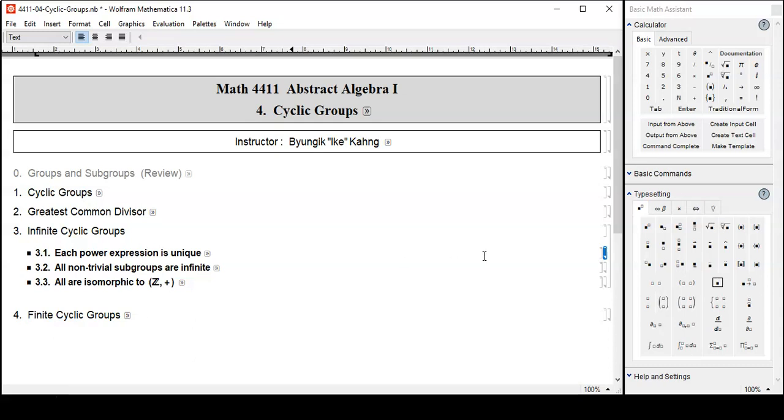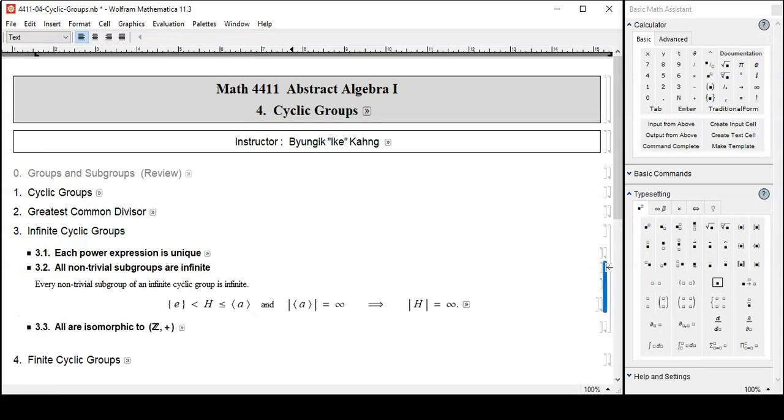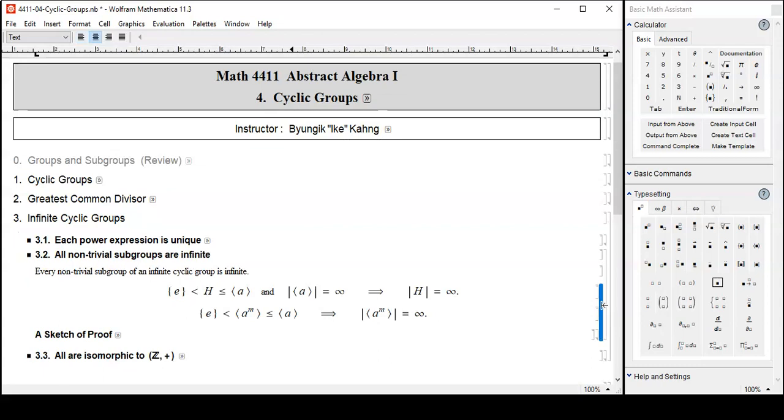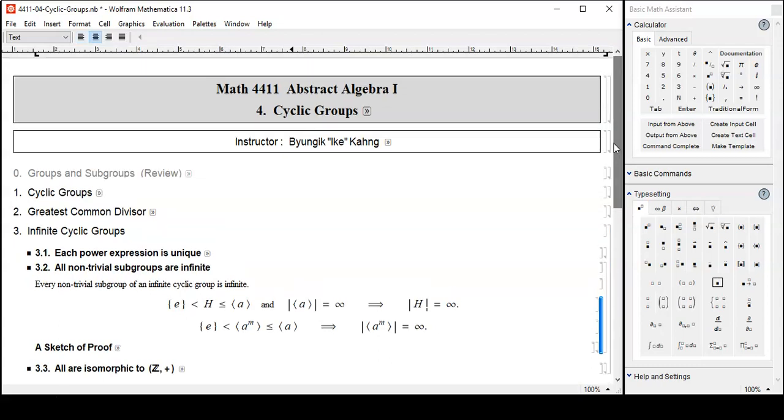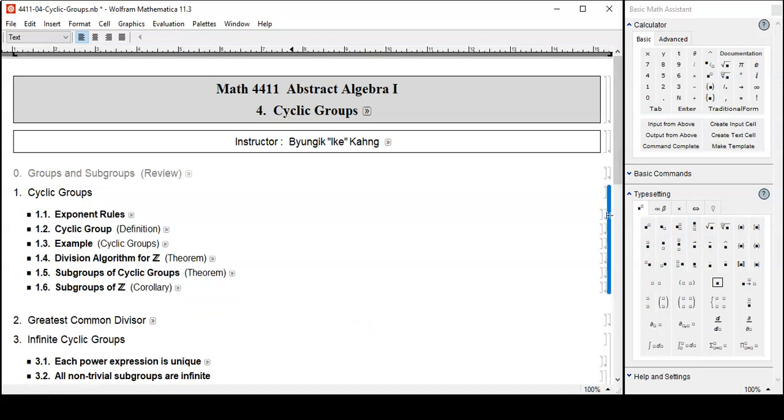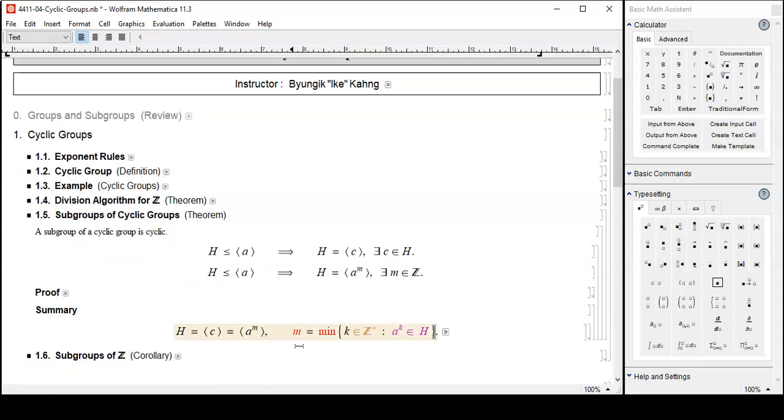So what did you get? Each power expression is unique. And let's go to the next step. All non-trivial subgroups are infinite. Please recall all subgroups are cyclic. And then if you have a trivial subgroup, then of course it has only one element, but anything non-trivial will have a to the m power, appropriate m power. And remember, how did you get a to the m power? Remember that? That's how we got it.